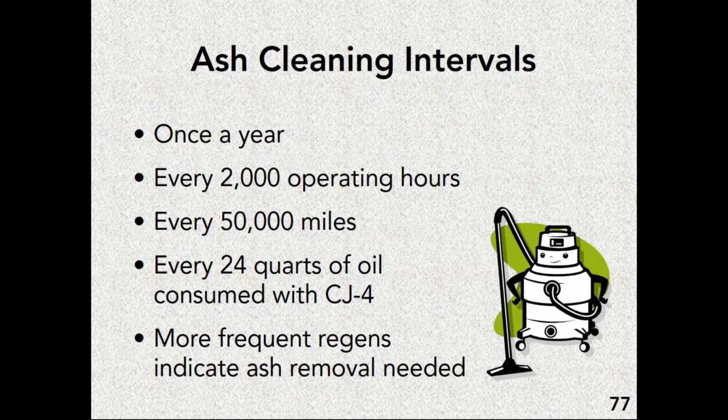The ash cleaning intervals are going to depend upon you. You know, could be once a year. Most manufacturers, if you read the executive orders, it's going to say every year or until necessary or as necessary. That could be every 2,000 operating hours. It could be every 50,000 miles. The one that I prefer is to use how much oil is consumed. So if I'm using a low ash oil, the CJ4, then when my engine burns 24 quarts of oil, and I know that sounds like a lot, but diesel engines burn more oil than normal engines, then my filter is probably full of ash. And it's probably time for me to have it taken somewhere and cleaned out.